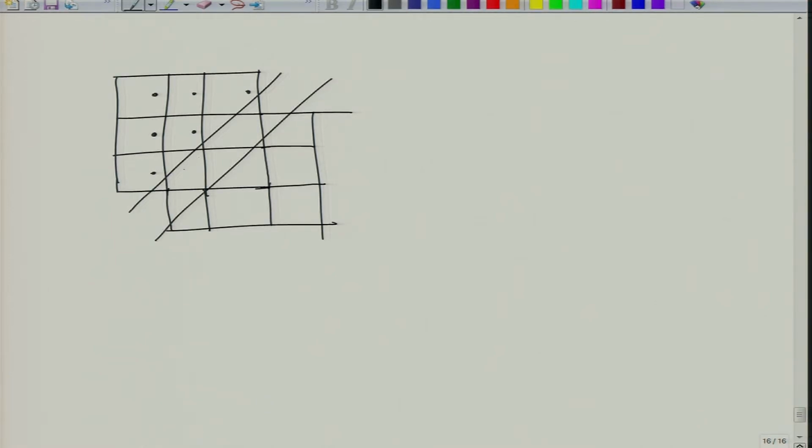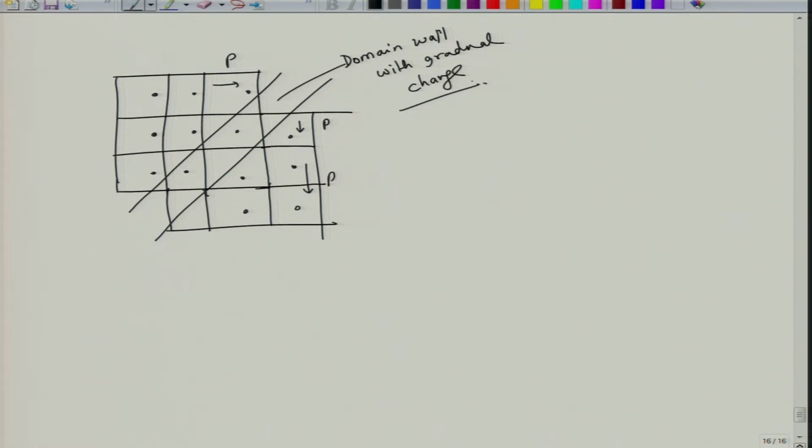So in this case this atom may be sitting right at the center, whereas in these regions the polarization may be in this direction. So here the P is like this, in this case the P could be like this. So this is P down all the way. So there will be a gradual transition within this region. So this will be a domain wall with gradual change, right. So as I said, there are multiple domain walls in tetragonal crystals.